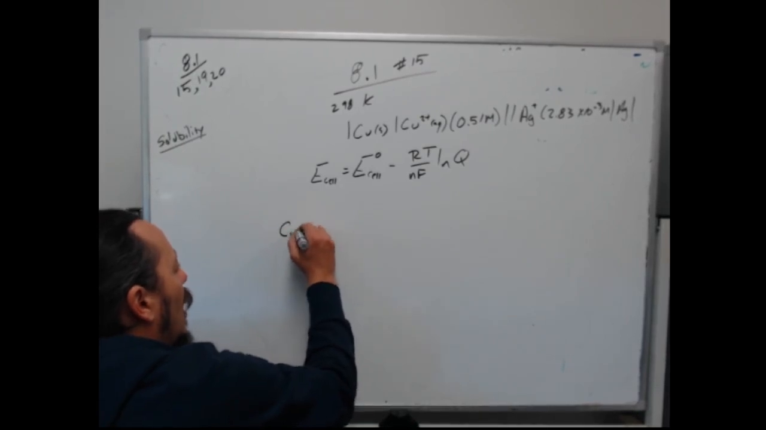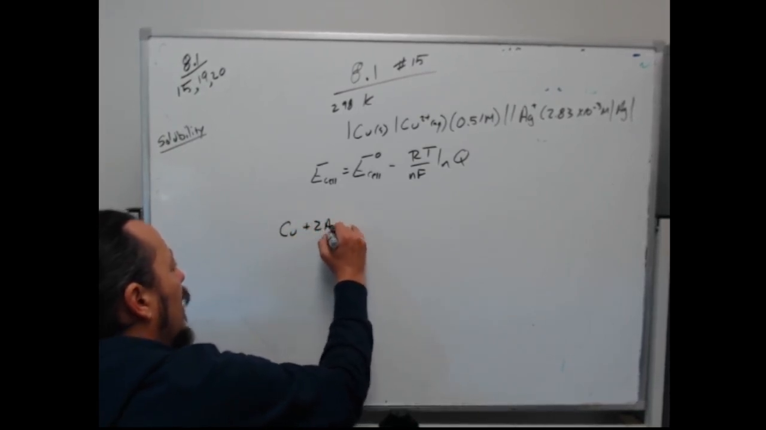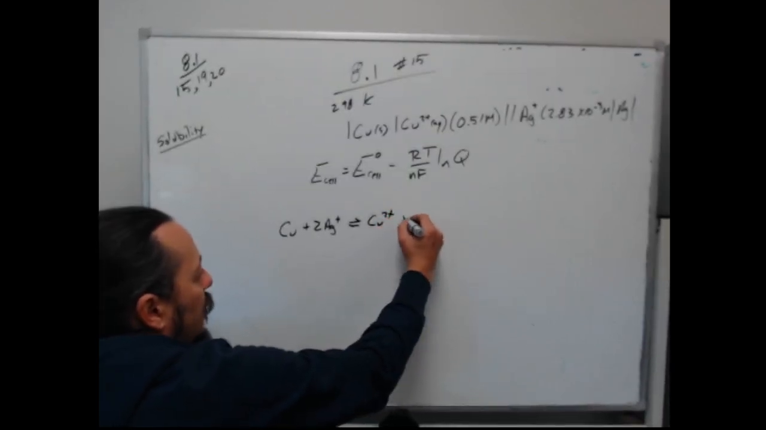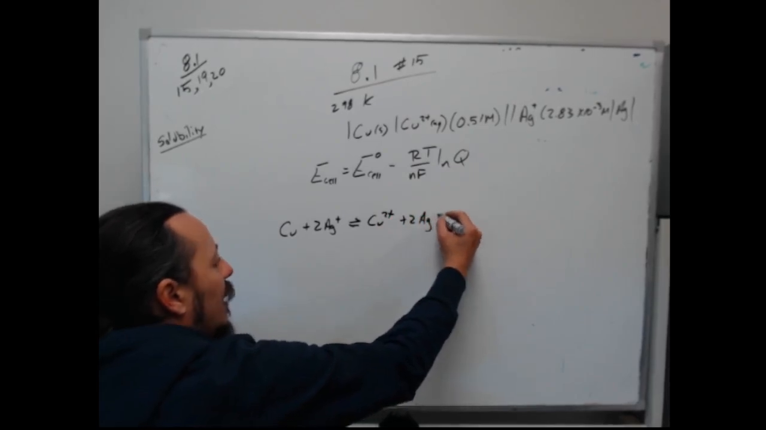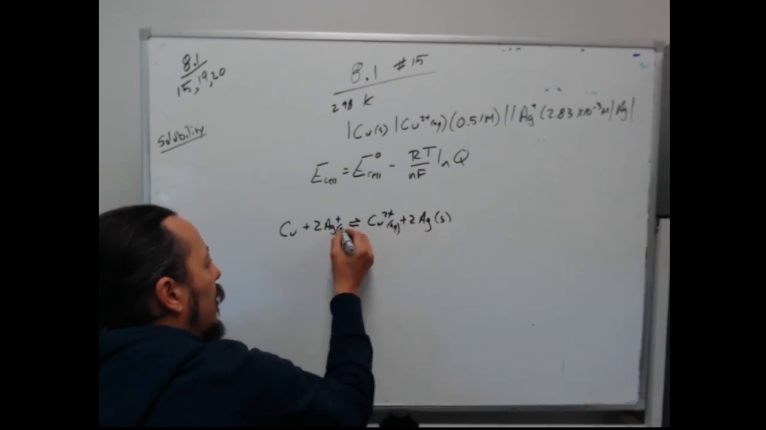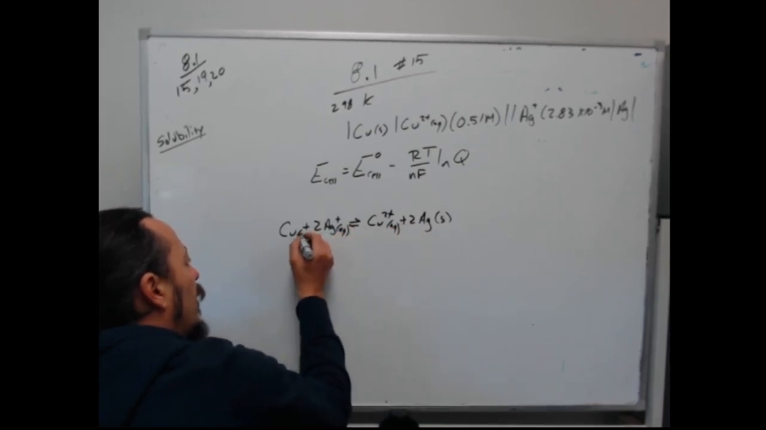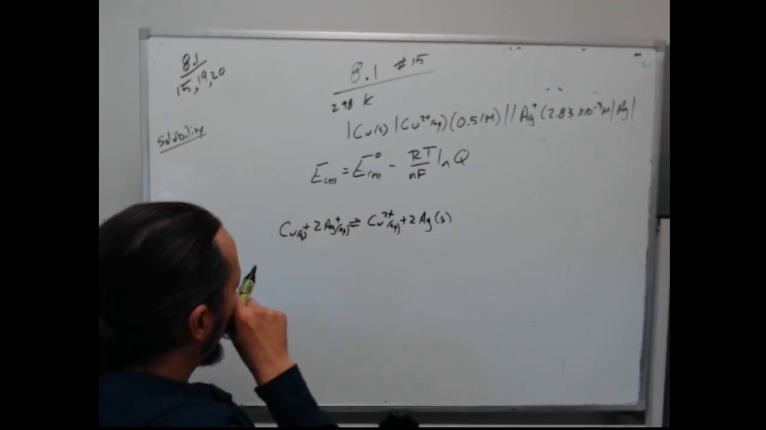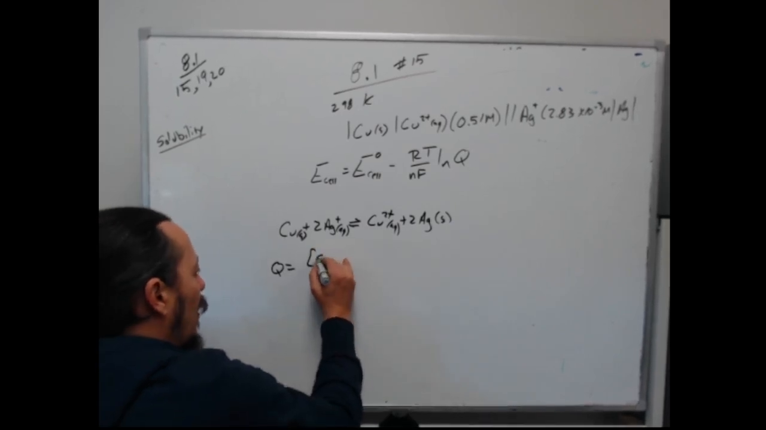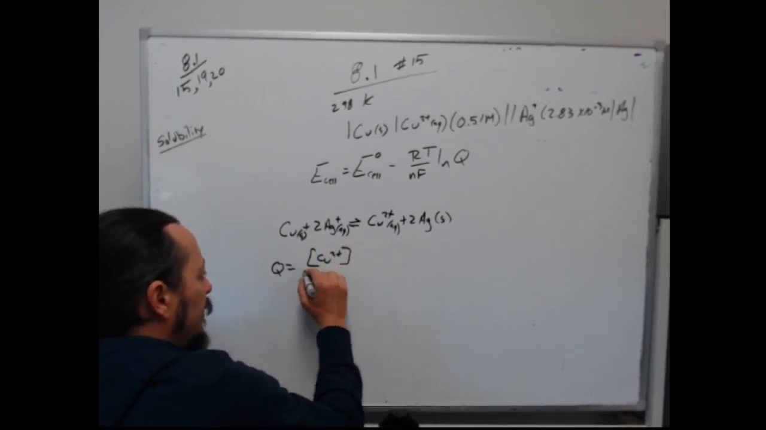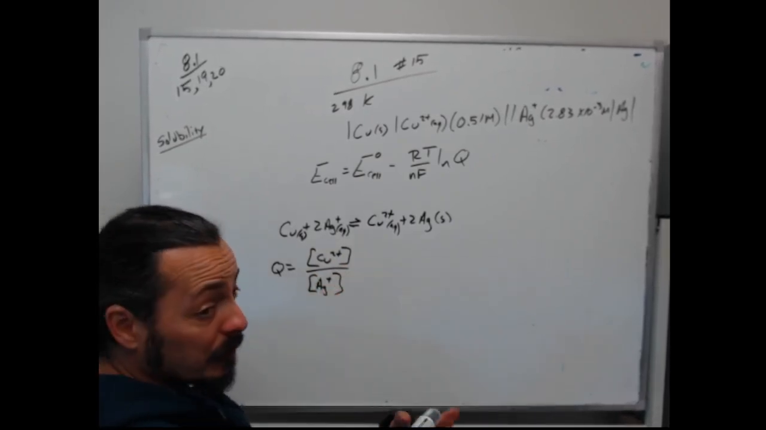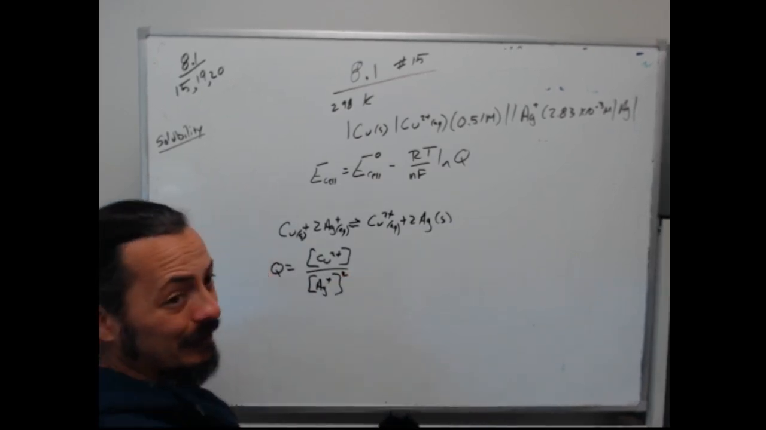That's going to be copper plus 2 Ag plus goes to Cu2 plus plus 2 Ag. Got to get our states of matter in there so we know what we are allowed to disregard in the Q value and which we have to include. My Q is going to be products over reactants. It's going to be the copper concentration divided by the silver concentration. This is the part most people forget: squared.